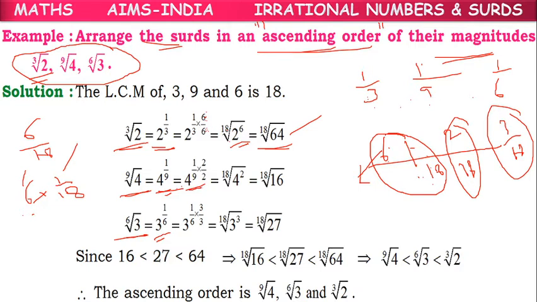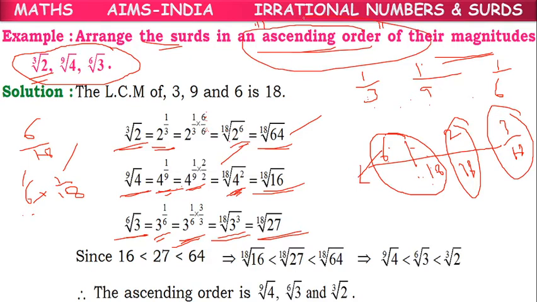Here, the 9th root of 4 is 4 to the 2 by 18. The numerator will stay as power, so it will become 4 square, and 1 by 18 will become root. The 18th root of 4 square is the 18th root of 16. Here, 3 by 18 is the 18th root of 3 cube, which is the 18th root of 27.